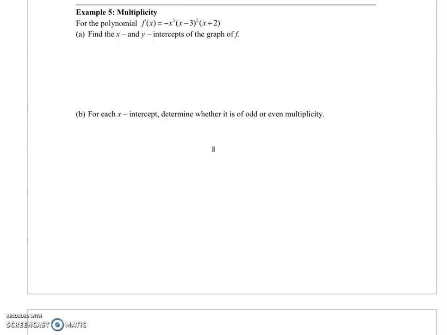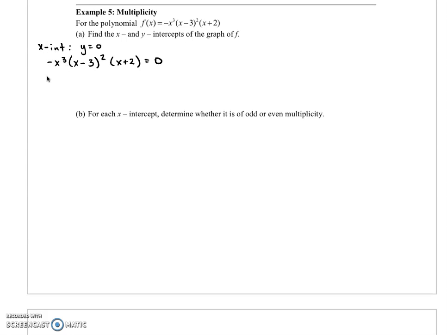So let's see if we can figure out the multiplicities here. But first, we want to find the x and the y-intercepts. So for x-intercepts, remember, we make y equal to 0. So we have negative x cubed times x minus 3 squared times x plus 2 equals 0.